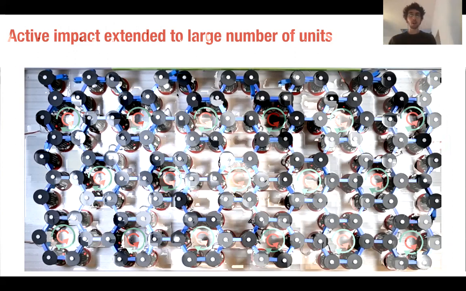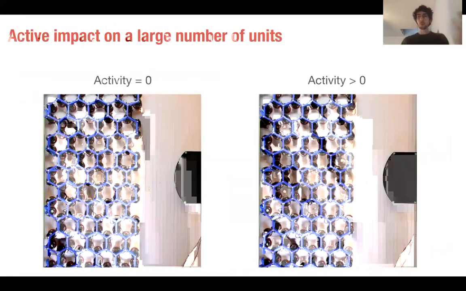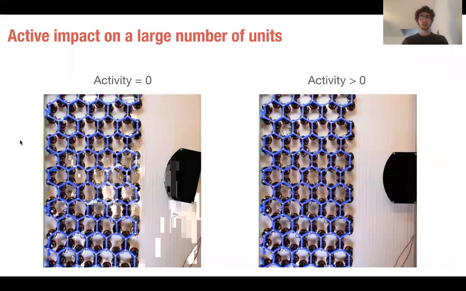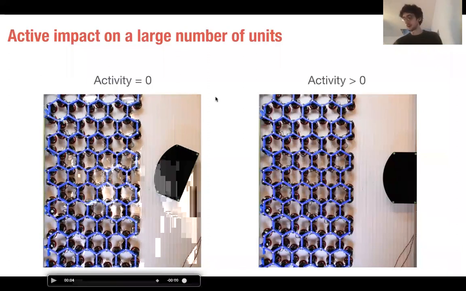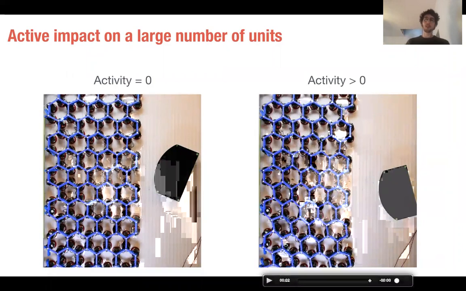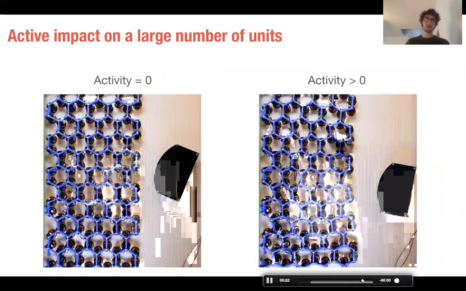And if you do that, well, first of all, of course, you can do impact experiments where now your impactor is passive and your wall is active. And for no activity, you see a classical impact, I would say. And then as soon as you turn on activity, what you obtain is a much more different behavior. I can play it again. This wall is deforming in an asymmetric manner.